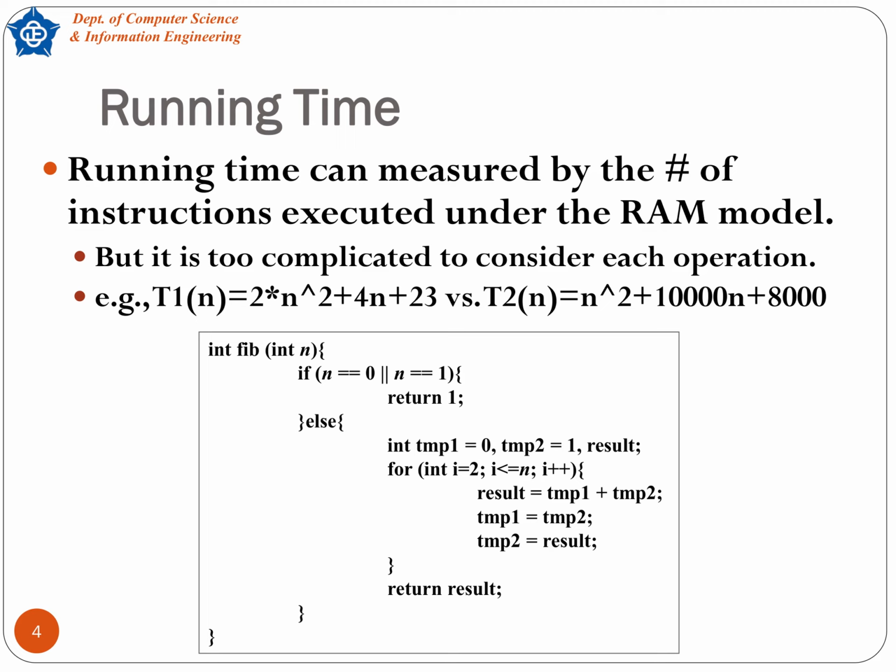Down below, you'll find a simple iterative Fibonacci implementation in C. First, we check the base cases. If n is 0 or 1, return 1. Otherwise, we initialize tmp1 equals 0 and tmp2 equals 1, then run a for loop from i equals 2 up to n. Inside that loop, we compute result equals tmp1 plus tmp2, shift tmp1 to tmp2, and tmp2 to result. After the loop finishes, we return the final result. Notice, this loop executes roughly n times, so the running time grows linearly with n.